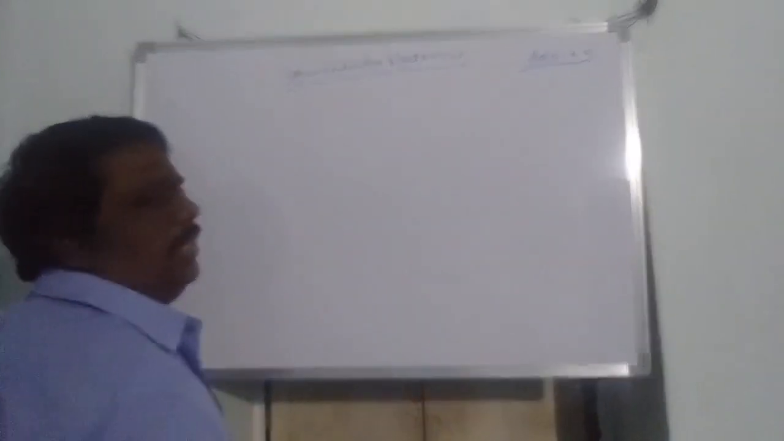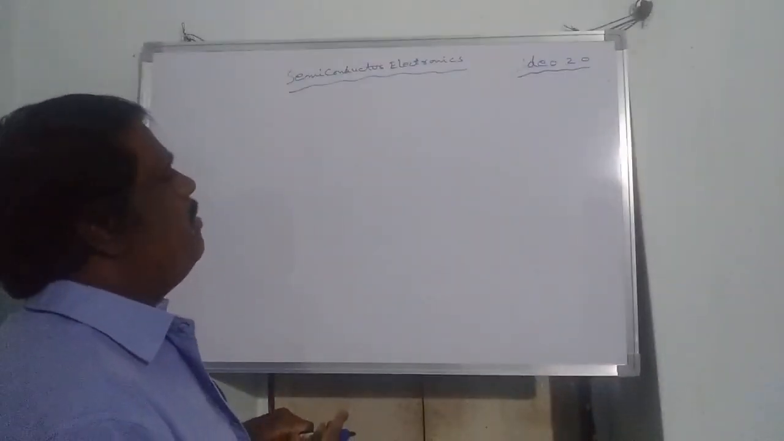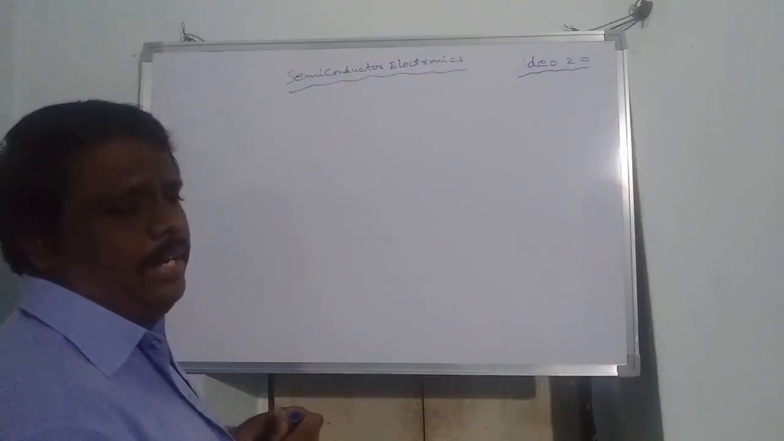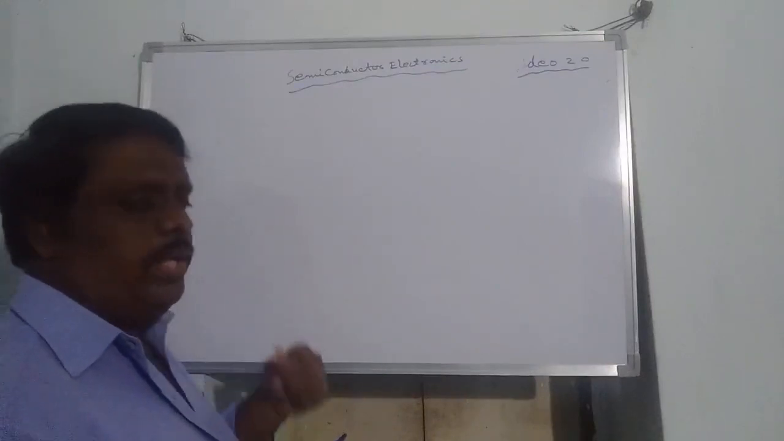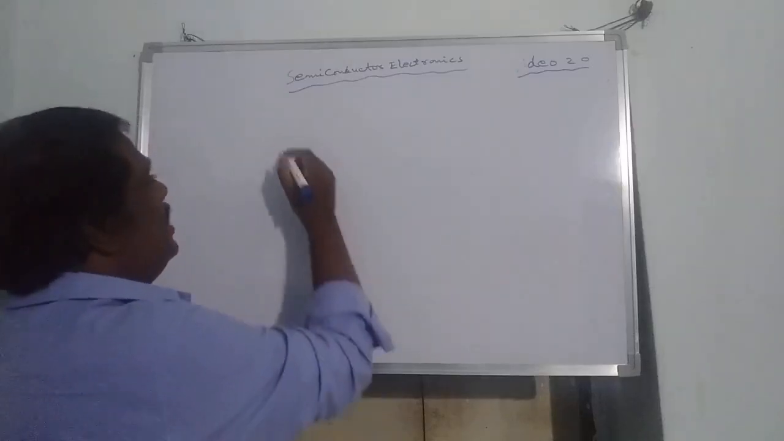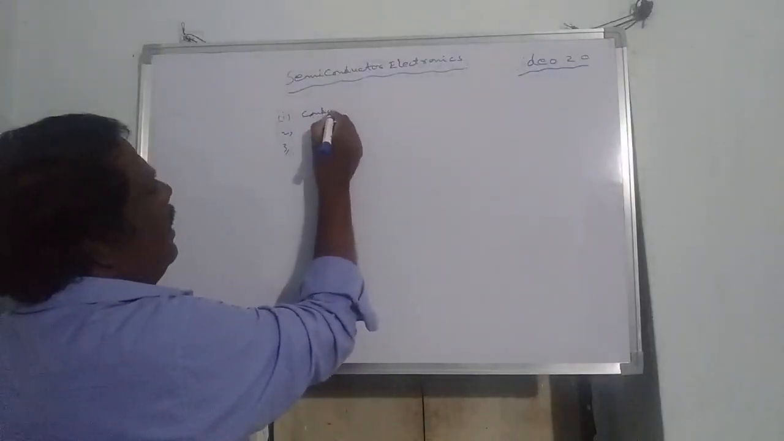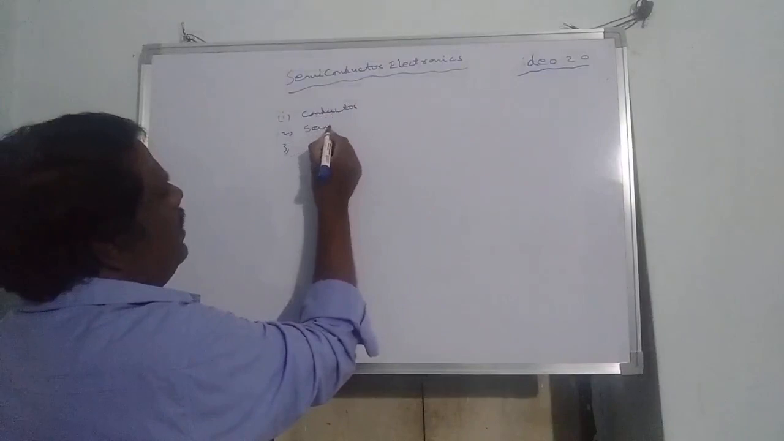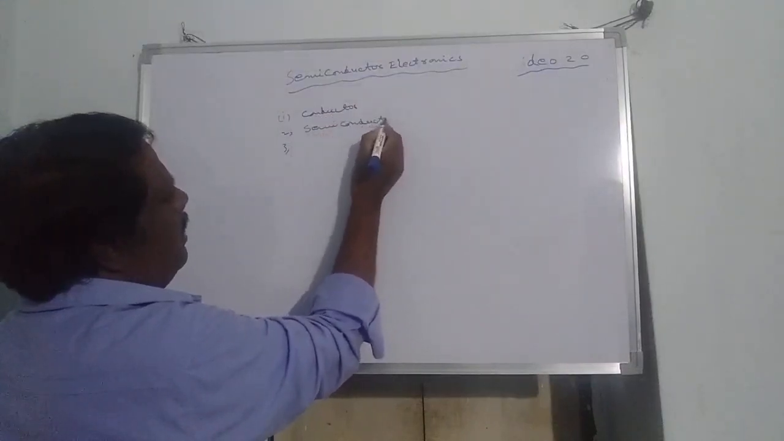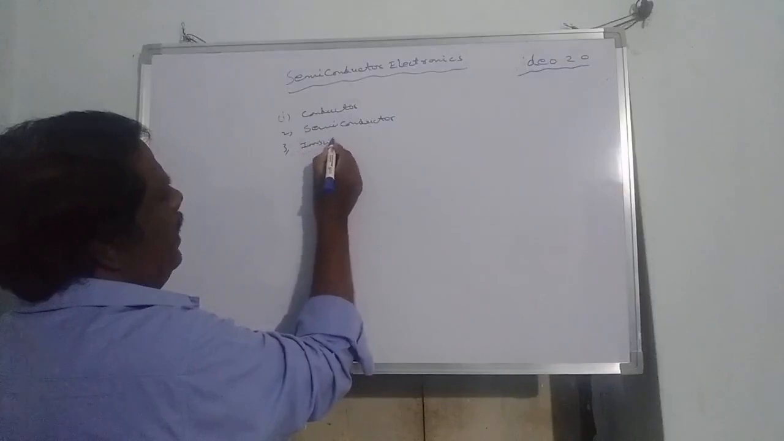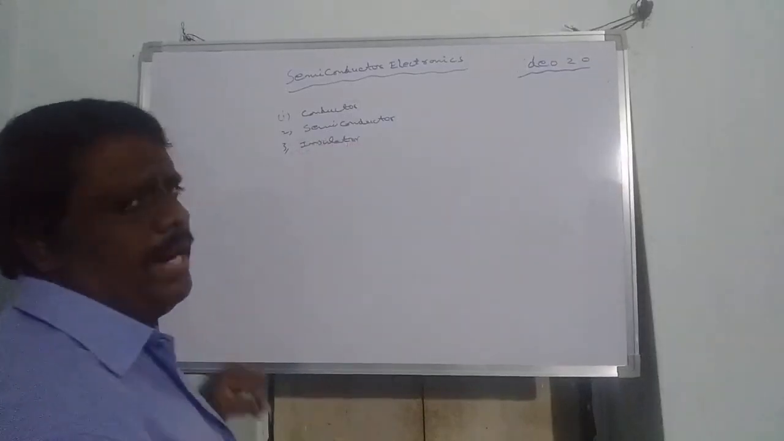Semiconductor electronics. First of all, what is meant by a semiconductor? Solids, according to their electrical conductivity, are classified into three types: one is conductor, second is semiconductor, third is insulator, or bad conductor. What is meant by a conductor? Conductor means it can carry electricity from one point to another point.